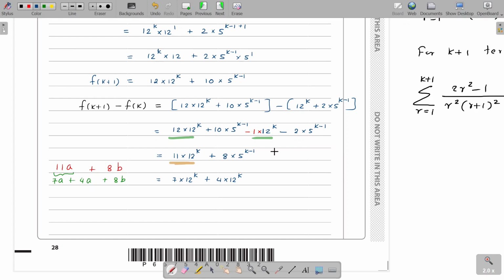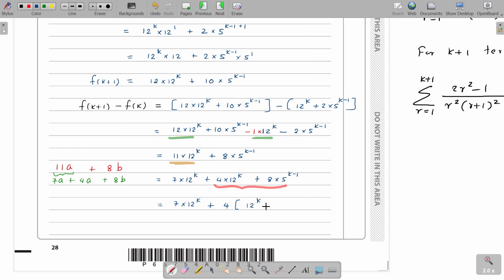Now, if you look at this very carefully, I was keeping an eye on the fk. We have to keep an eye out for the fk to see this. So I get here 7 times 12 to the power k, and if you take a 4 out, can you see 4 is common, right? 4 into 12 to the power k and 8 into 5 to the power k minus 1. If I take a 4 out, what's remaining here? 12 to the power k plus 2 times 5 to the power k minus 1.